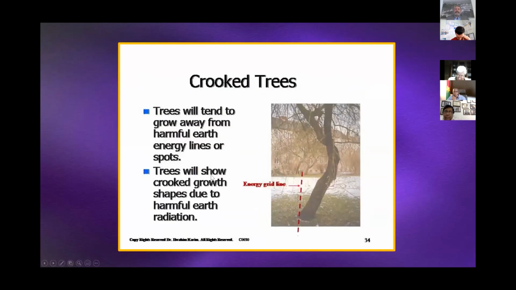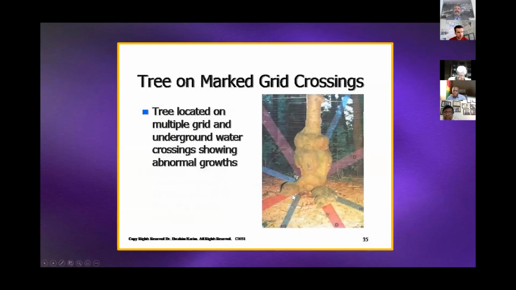The geopathic stress is also affecting all living creatures, including this poor tree here, because it was put at a point where there is an energy line of this grid type, and it was cracked and it tried to escape from this emission, which is like an invisible wall going up. The other tree didn't find any way to go.